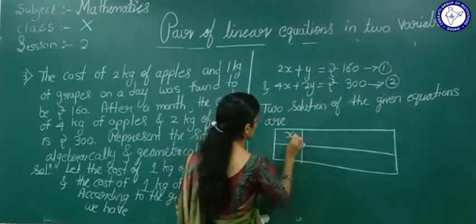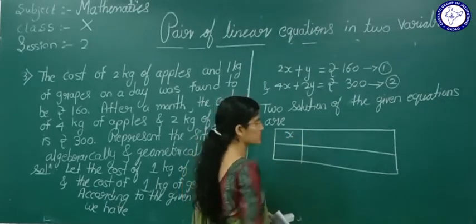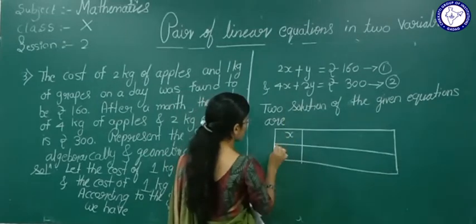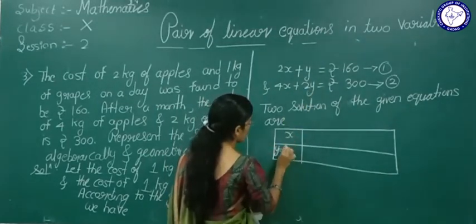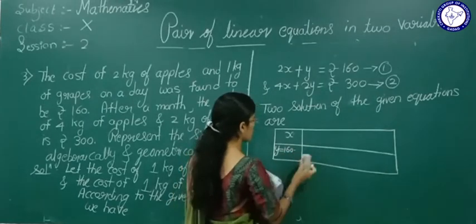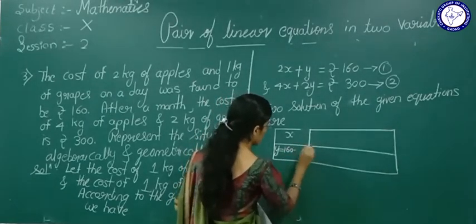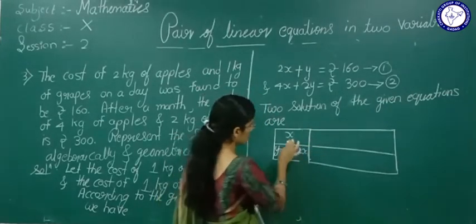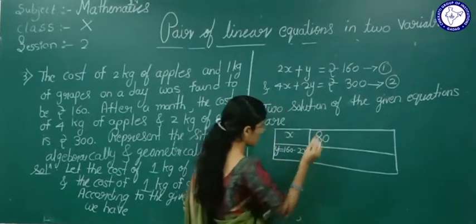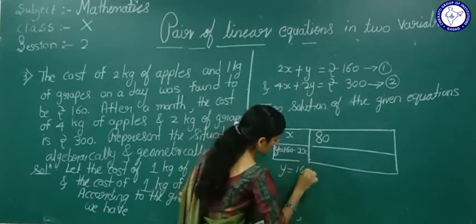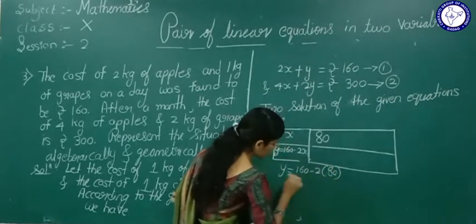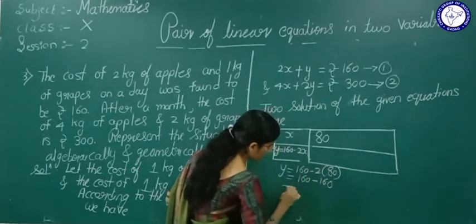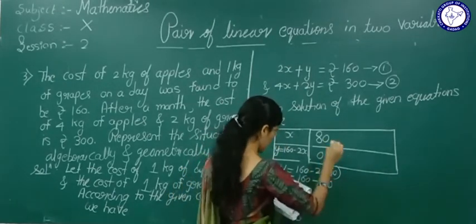Okay, we are substituting x values, and from that we get the corresponding y values. From this, y can be written as 160 minus 2x. Now see here, if I take x value 80, what is the y value? 160 minus 2 of 80. 160 minus 8 2s are 16, it will be 0. 160 minus 160 is 0.